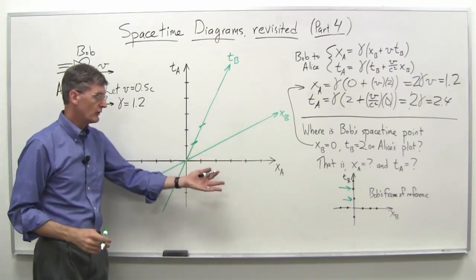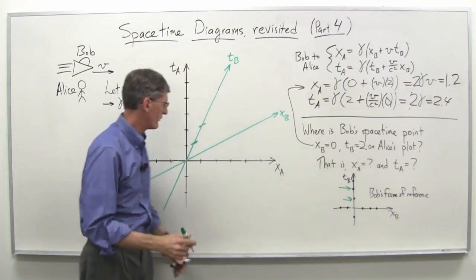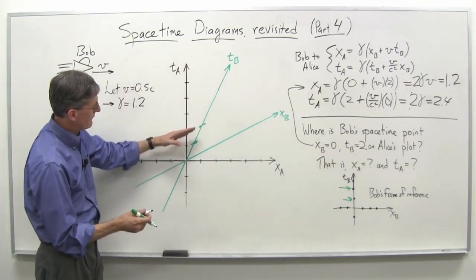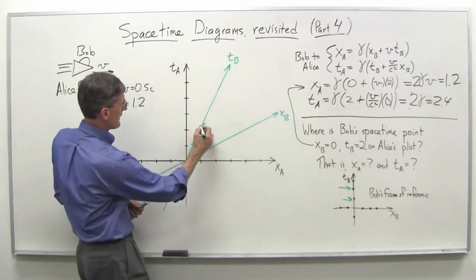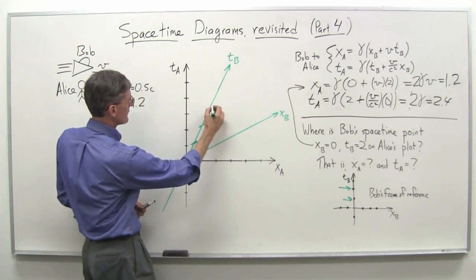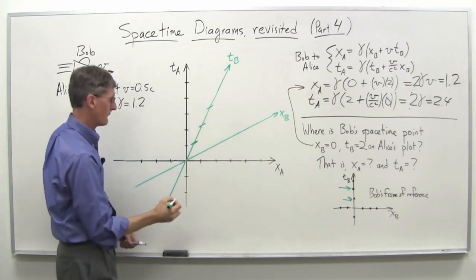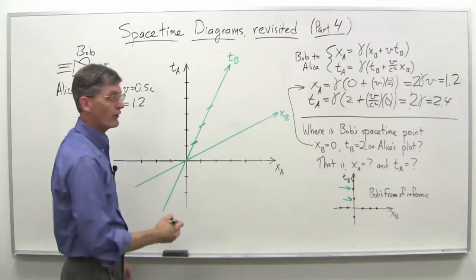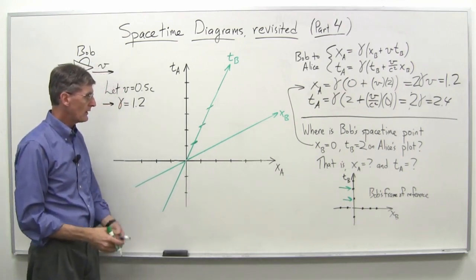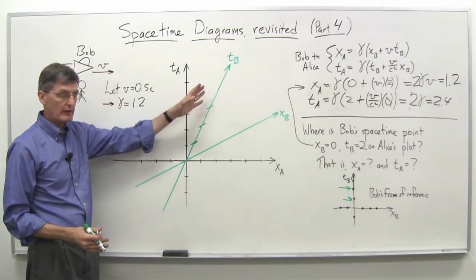And we could continue doing this. We could do t sub b equals 3 and so on. And you can see the pattern here. We got one there. Well, the next one will be something like this, roughly speaking, and so on and so forth. Okay? So that gives us the tick marks on the t sub b axis.